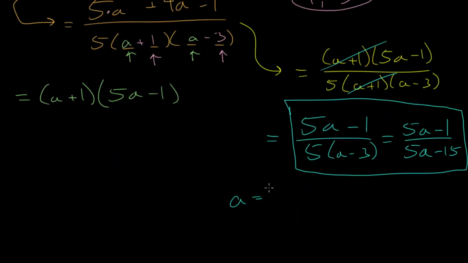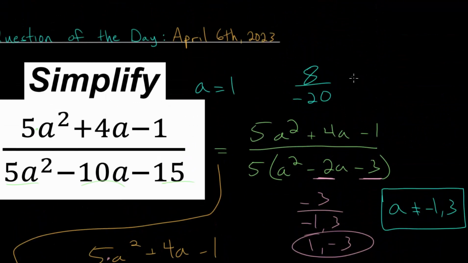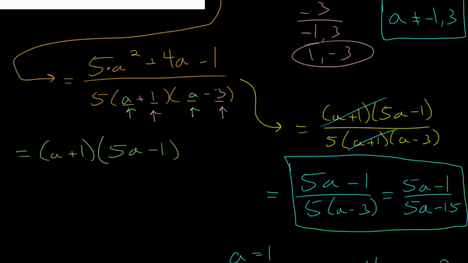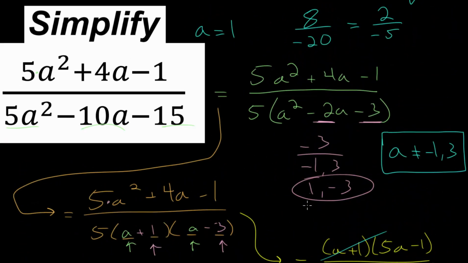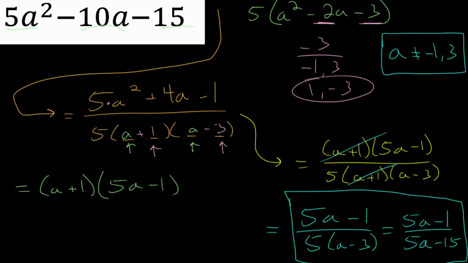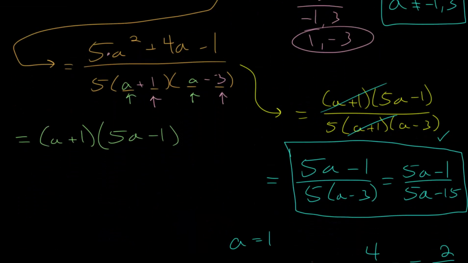We'll plug in a is 1. We would get 5 minus 1, which is 4. And in the denominator, we would get 5 minus 15, which is negative 10. This simplifies to 2 over minus 5. And if we simplify our other fraction here, we divide top and bottom by 4. We get 2 over negative 5. So we got the same value, which means that this expression here is equivalent to this expression here. And we can feel confident that this is, in fact, the right answer.